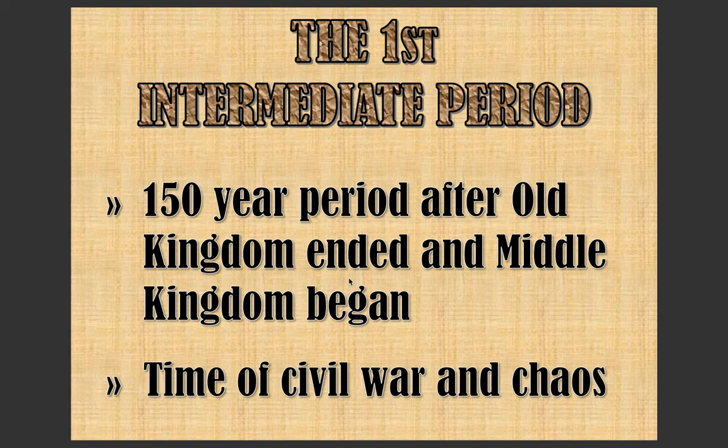The first intermediate period was a 150-year period between the Old and the Middle Kingdom. And during that time period, it was just a time of civil war and chaos. Upper and Lower Egypt were separated again. Different nomes were fighting with each other. You had enemies in Upper Egypt fighting with enemies in Lower Egypt, and everything was just a mess. And so we call that time period the first intermediate period. It was in between the Old and the Middle.